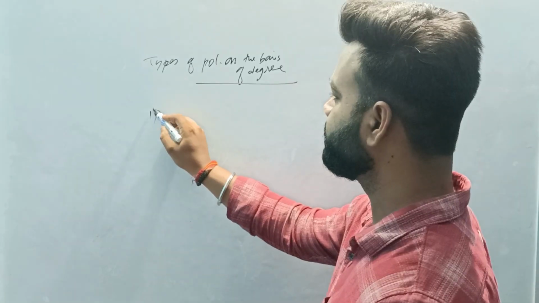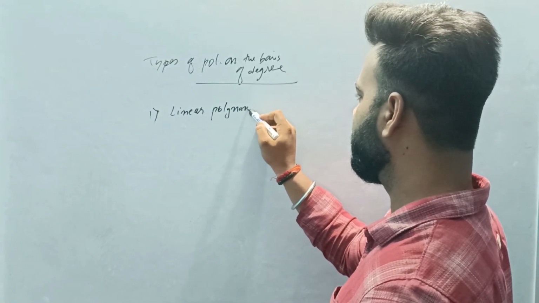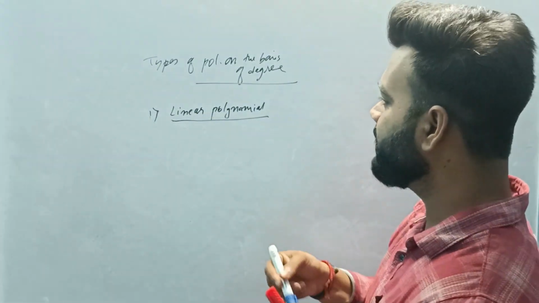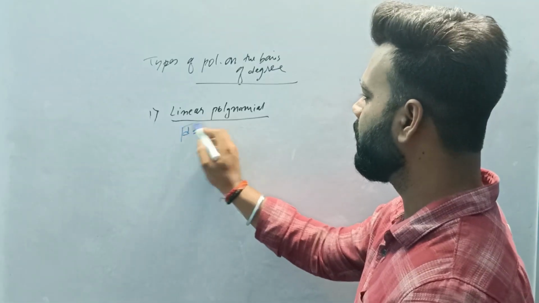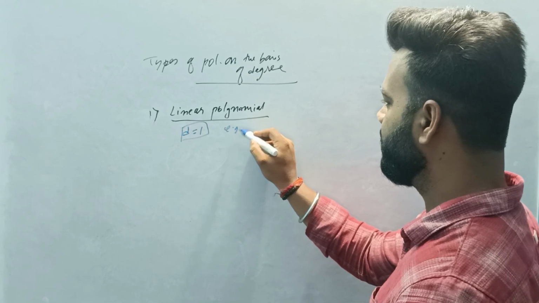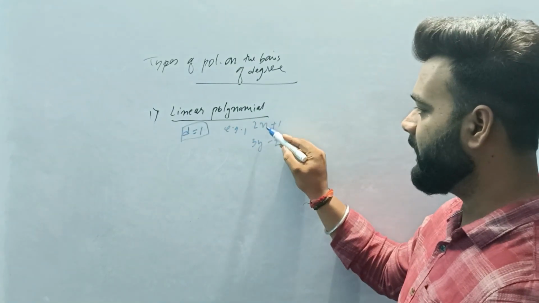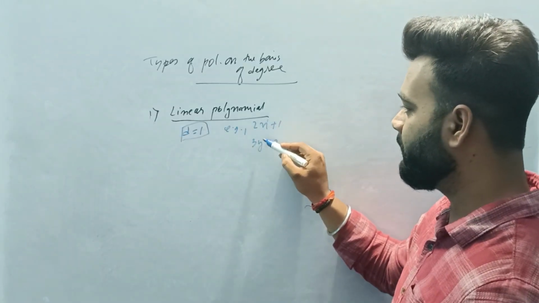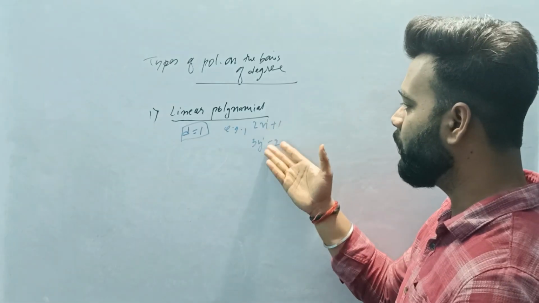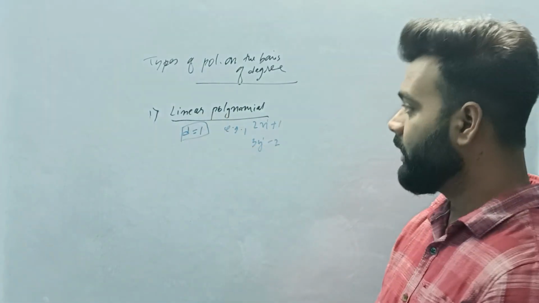Number 1 is linear polynomial. Why is it called linear polynomial? Because it will have degree 1. Understood? Always the degree will be 1. For example, let's say 2x + 1, 3y − 2, right? What is the variable here? x. Here the variable is 1. So what is the power of x and y? 1. So all the polynomials having power 1 will be considered linear polynomials because they have degree 1, right?